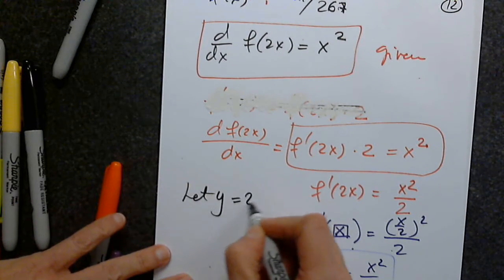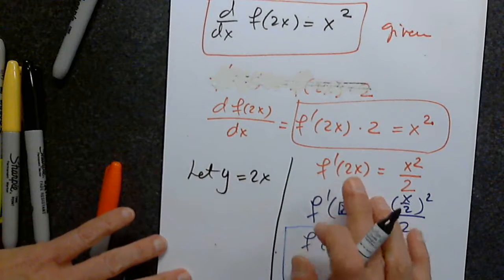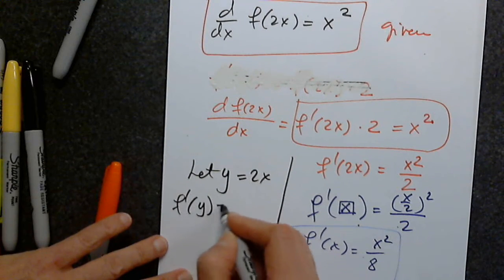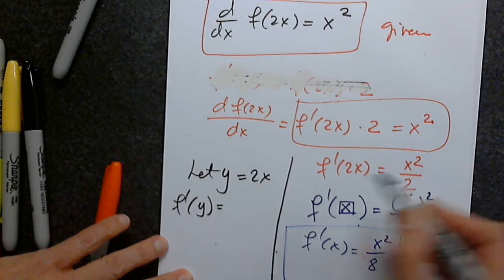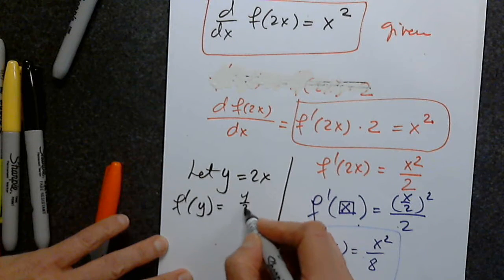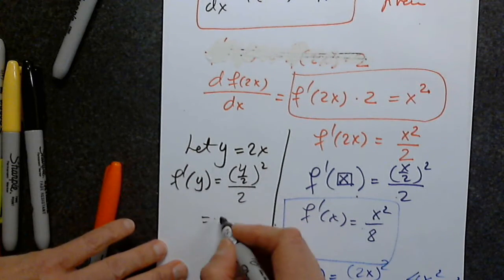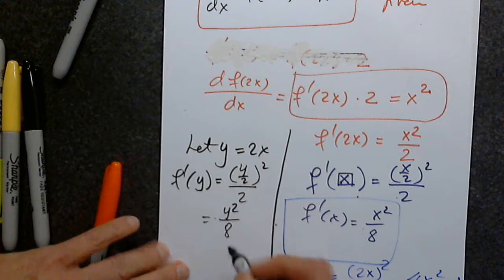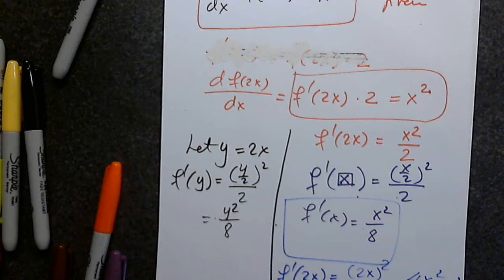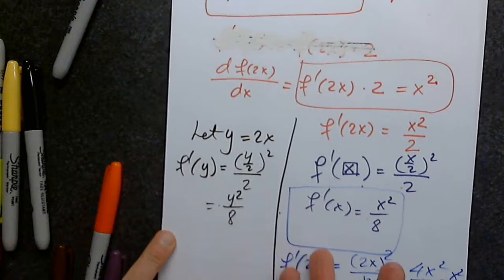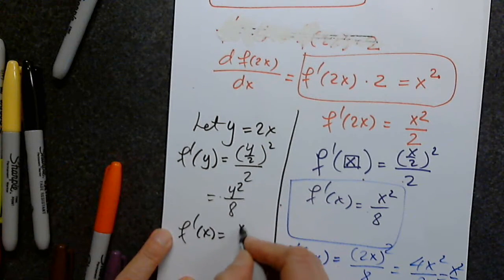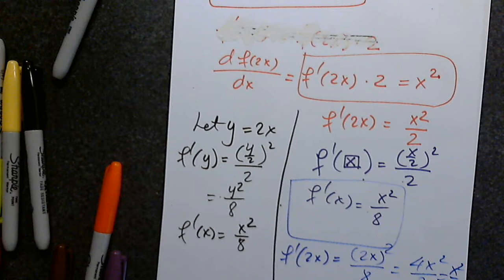So maybe that will be easier to understand. Let y be 2x, which means f prime of y will be, instead of x, I have y over 2. Y over 2 squared over 2, which is exactly what we got. Y squared over 4 over 2, which is y squared over 8. And now, because I can write that f prime of y equals y squared over 8, I can also write f prime of x, which is x squared over 8. It's the same thing. No matter what variable I put in f, I can even write f prime of a, which is a squared over 8. Does it make sense?